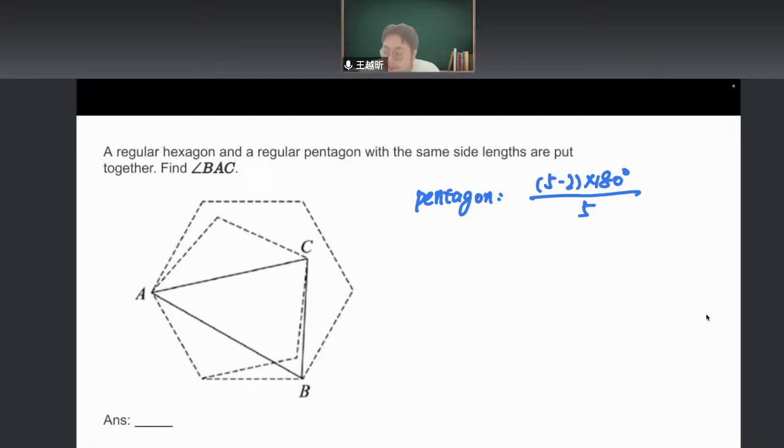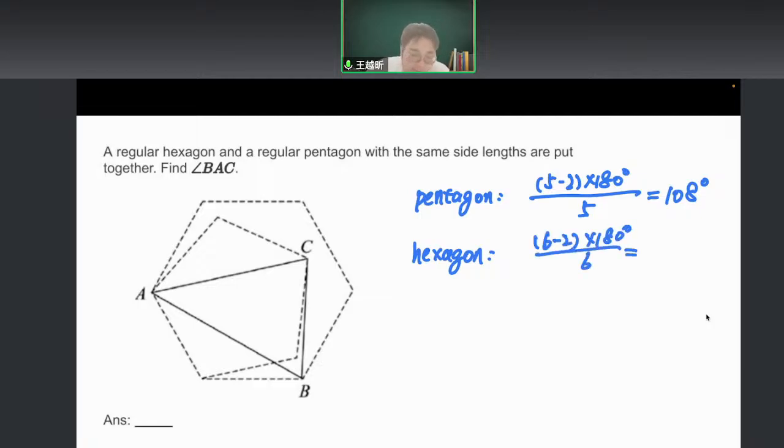So this one, yeah, I will just continue. So we can know that each angle is how many degrees? It's just 108 degrees. And about the hexagon, we have 6 sides, right? So 6 minus 2, times 180, divided by 6 equals to what? Equals to 120 degrees. So we know this part is 120, right?